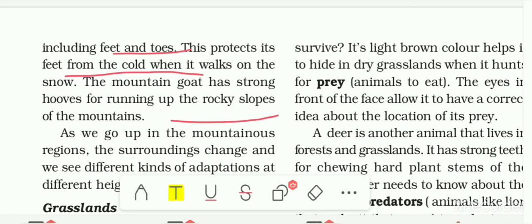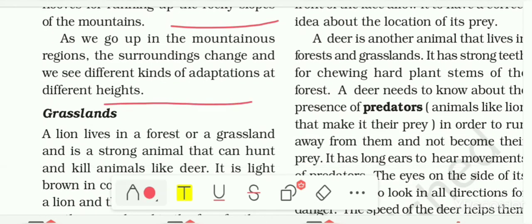As we go up in the mountain regions, the surroundings change and we see different kinds of adaptations at different heights. While going up the mountain regions, you will find changes in the environment at different heights. So you will also find different kinds of adaptations at different heights. So this is about the adaptations of animals and plants in the mountain regions.